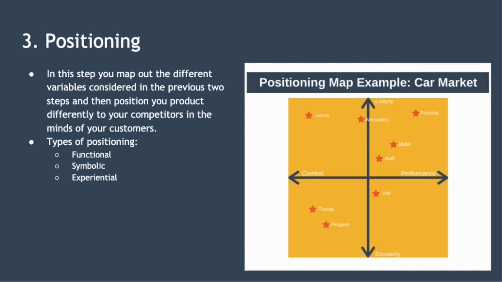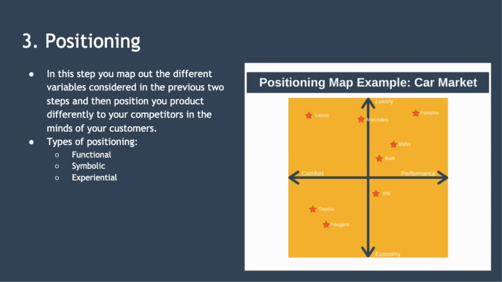So first you have functional positioning, and this refers to solving a problem or providing a benefit to your customer. Second, you have symbolic positioning, and this refers to enhancing the self-image, ego, or belongingness needs of your customer. So think about luxury cars. They market themselves using symbolic positioning.